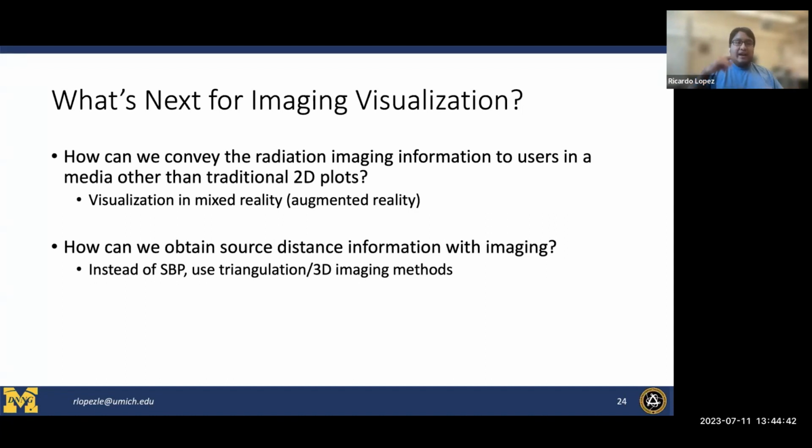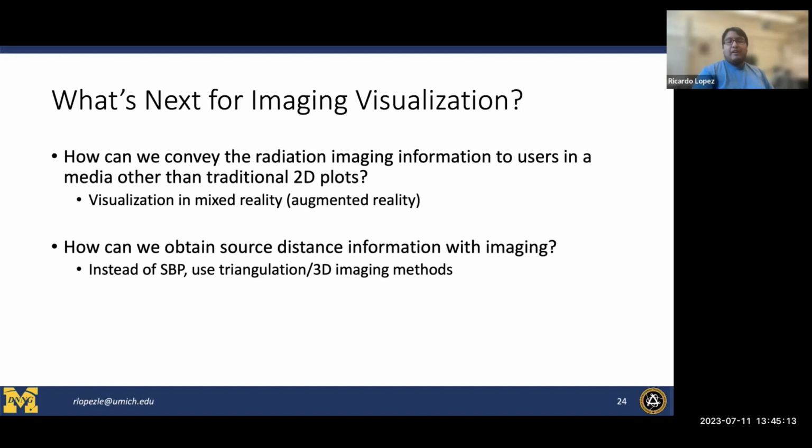And so to answer the first question of how we can convey this imaging information to users in some media other than traditional 2D plots, there are a lot of answers to that particular question. One that I'll touch on, since it's the one that we decided to go with, was visualizing this imaging information in mixed reality, or augmented reality if you will, using a headset. I'll talk in a bit more detail about that in the next few slides.